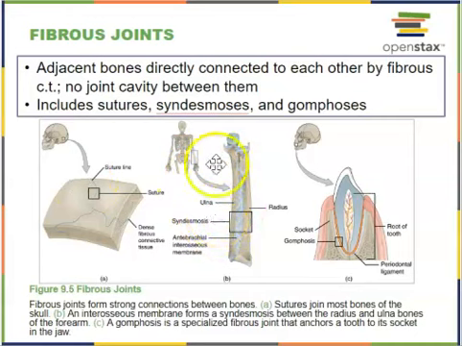A syndesmosis occurs between adjacent bones where they're held together by a connective tissue sheath. Syndesmoses occur, as indicated here, between the radius and the ulna, and there's also a syndesmosis between the tibia and the fibula.